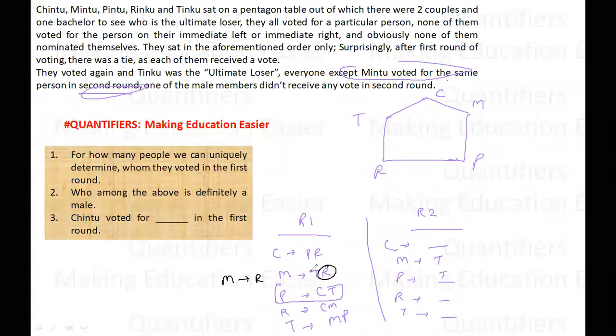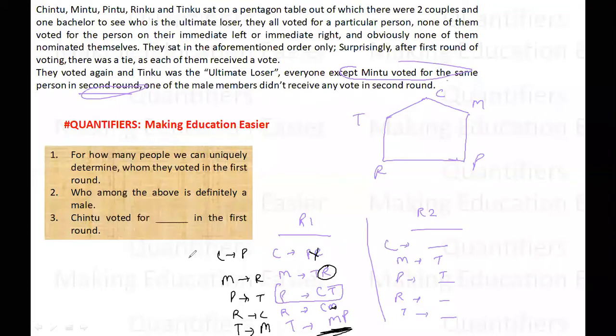And the rest everyone voted for the same persons. Let's see what we can conclude from here. Mintu voted for R. Now each person received one vote. We know that C could vote for P or R. Since R is being voted by M, C would have voted for someone other than R. So C would have voted for P. Then M has got his vote. Now P is being voted by C, so when T votes, T will not vote for P, because P is being voted by C. So T will vote for M. Now R will vote for C. P will vote for T.